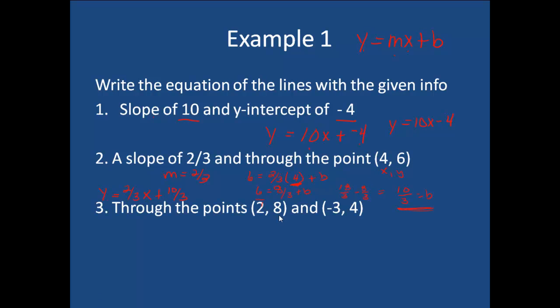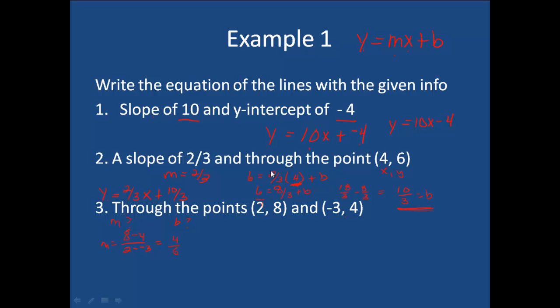Okay, this third one here. All I've told you is 2 points that it goes through. So you want to think about, I didn't get my m, and I didn't get my b yet. I have to find both of those pieces of information. Well, when I have 2 points, I can use my slope formula to calculate my slope. So I'm going to do the difference of my y's over the difference in my x's. So I'm going to do 8 minus 4 over 2 minus a -3, and I get 4/5. So my slope is 4/5.